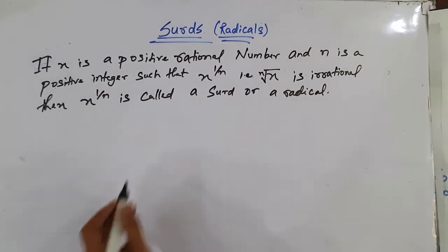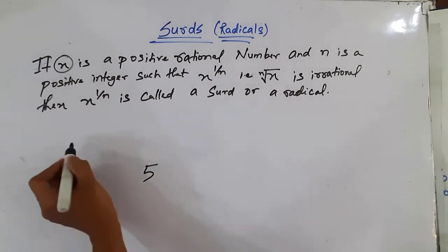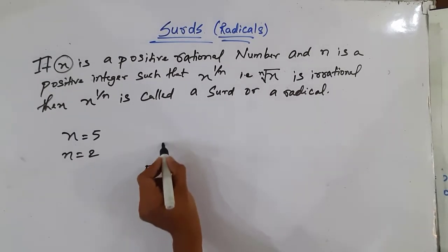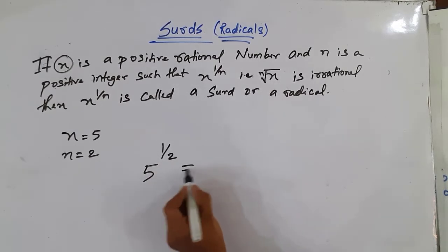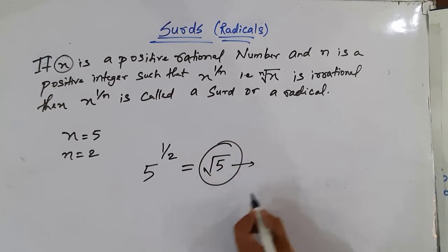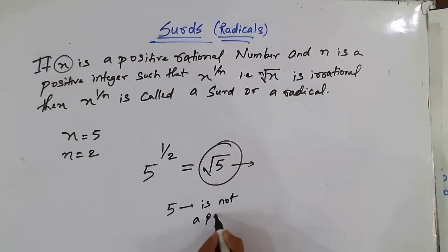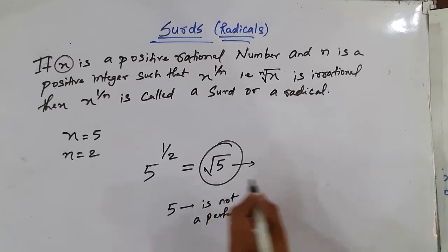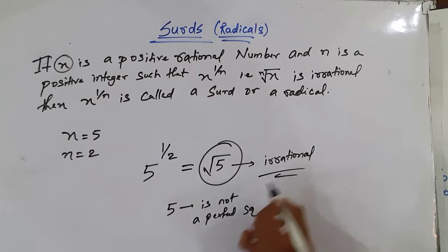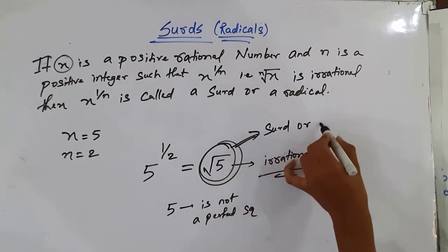Suppose in place of x we consider 5, and in place of n, 2. So if we write 5 to the power 1 upon 2, it can be written as root 5. So is root 5 rational or irrational? Since 5 is not a perfect square, root 5 is irrational. So root 5 can be called a surd or a radical.